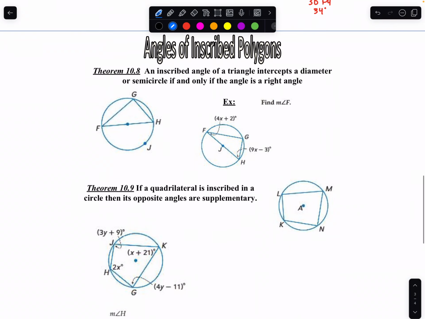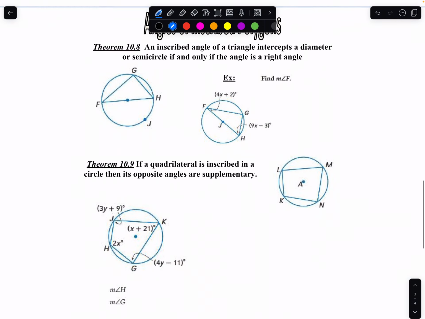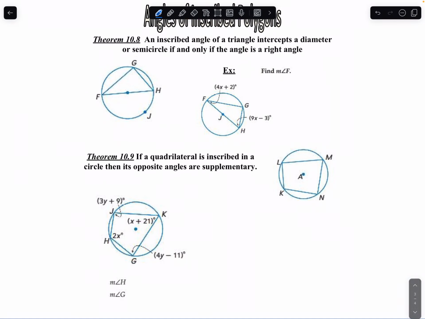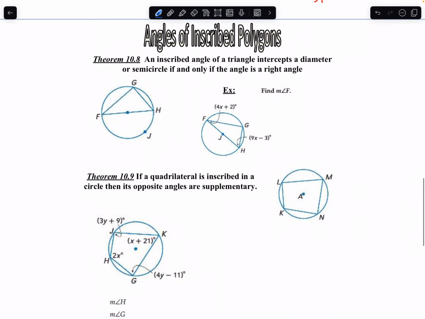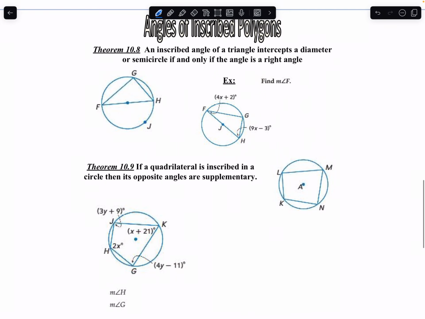Now, an inscribed angle is an angle who lies on the circle. An inscribed polygon is very similar. As you can see here, we have polygons. We can have a quadrilateral or a triangle. That means that all the vertices of the polygon are on the circle.